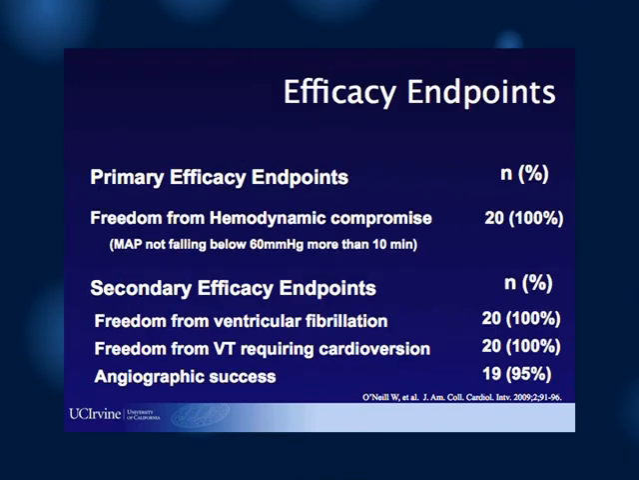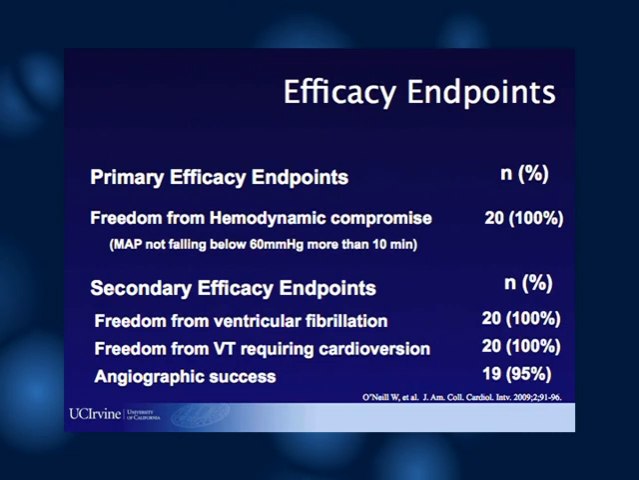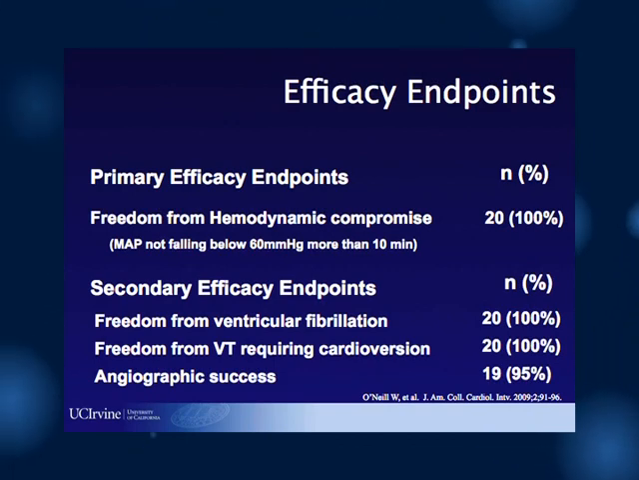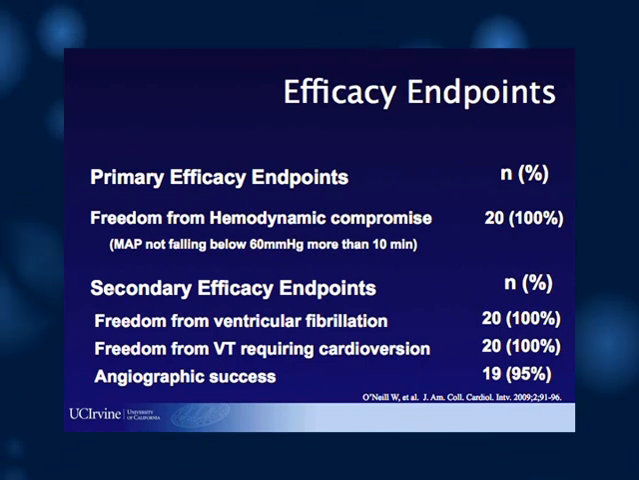The PROTECT 1 trial then demonstrated freedom from hemodynamic compromise, with mean arterial pressure maintained above 60 millimeters of mercury for more than 10 minutes, occurred in all 20 patients, and that secondary endpoints of freedom from ventricular fibrillation and freedom from VT requiring cardioversion were also conferred on all 20 patients. Angiographic success was performed in 19 of these 20.